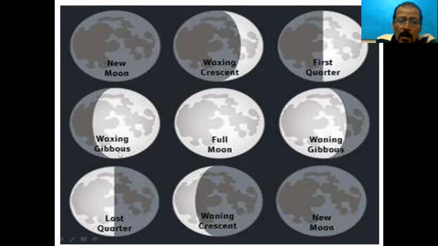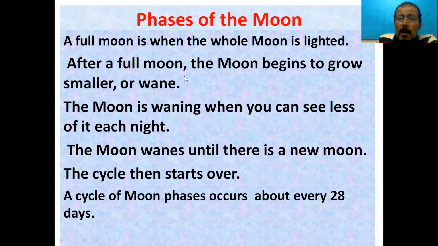Waxing gibbous, and after that the full moon, and then waning gibbous in the other direction, and the last quarter. The last quarter is when it is near to finishing one circle around the Earth, so it decreases, also waning crescent, and then a new moon. These are the phases of the moon.